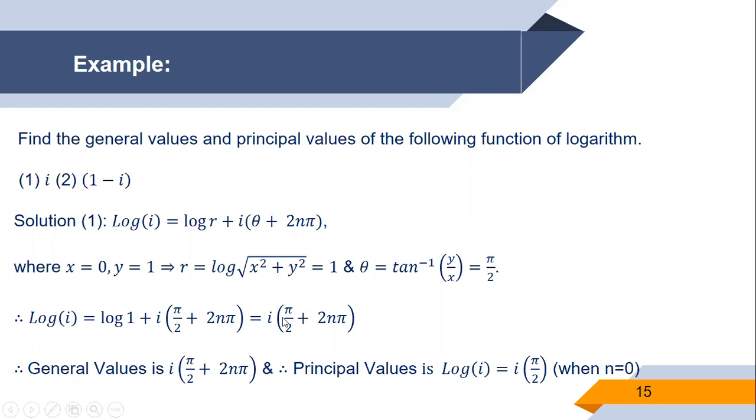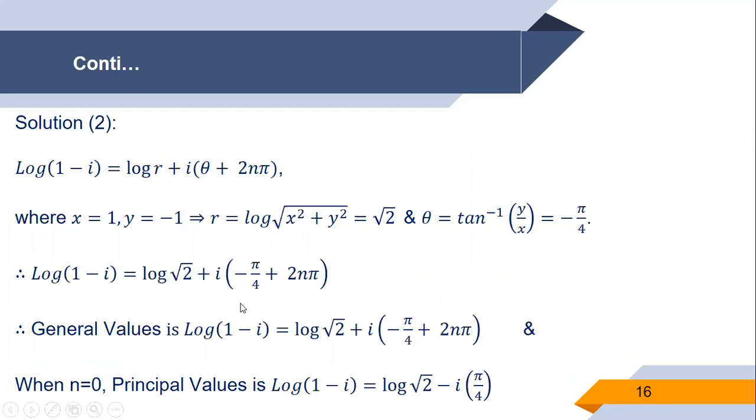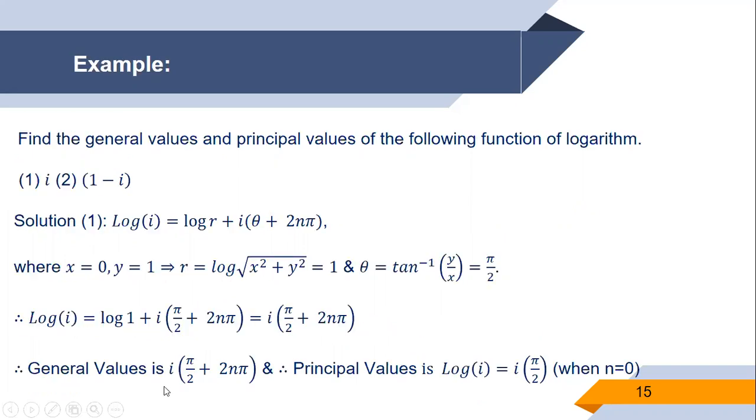So we can say the general value of the logarithm of i is i(pi by 2 + 2n pi), and the principal value of log i is i pi by 2, because we take n equal to 0.